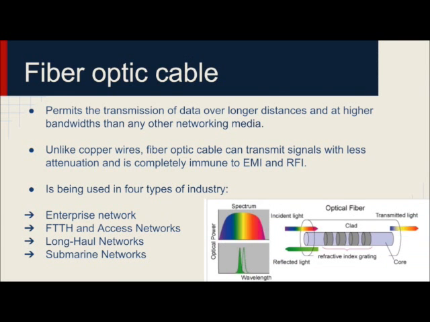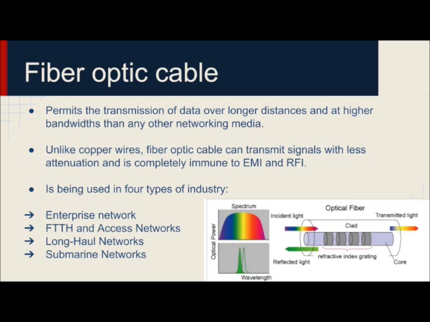Fiber optic cable permits the transmission of data over longer distances and higher bandwidths than any other networking media. Unlike copper wires, fiber optic cable can transmit signals with less attenuation and is completely immune to EMI and RFI. It is being used in 4 types of industry. Enterprise networks: fiber is used for backbone cabling applications and interconnecting infrastructure devices. FTTH and access networks: fiber to the home is used to provide always-on broadband services to homes and small businesses.